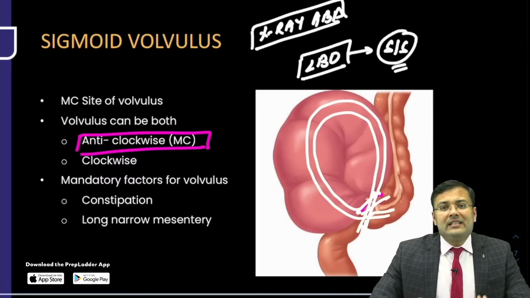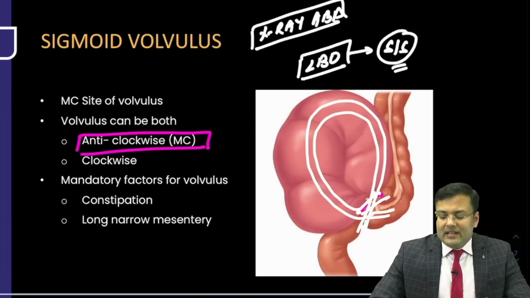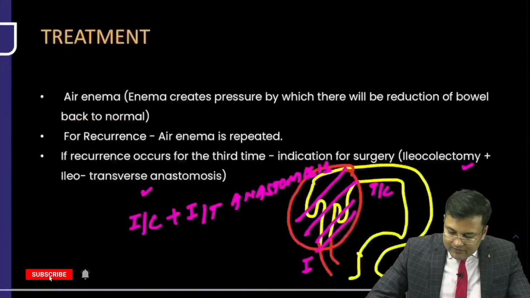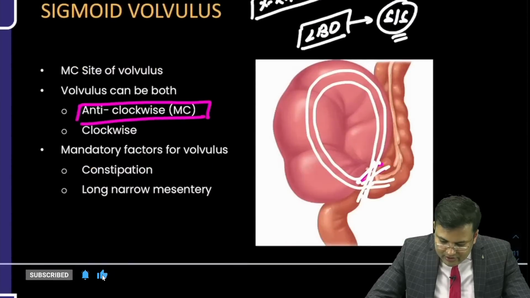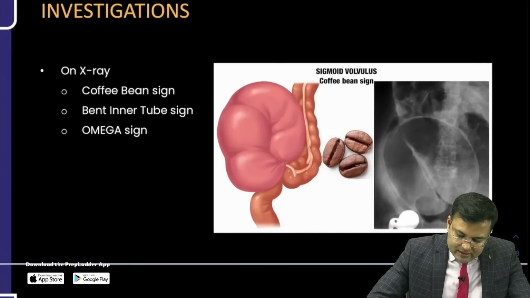So what are the signs seen? Tell me, easiest question. What are the signs seen in sigmoid volvulus? Everybody is correct. Coffee bean sign on X-ray. Very good. Apart from the coffee bean sign on X-ray, what are the other signs seen? Here you can see the coffee bean sign.